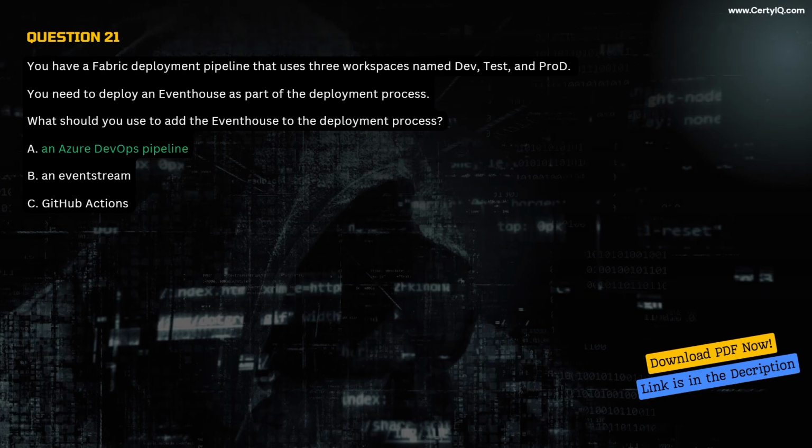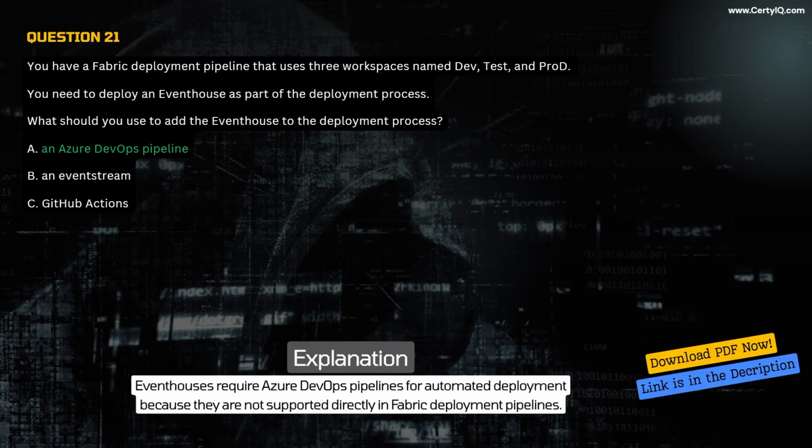An Azure DevOps pipeline. Explanation. Event houses require Azure DevOps pipelines for automated deployment because they are not supported directly in Fabric deployment pipelines.